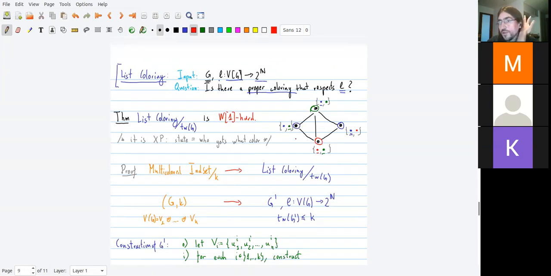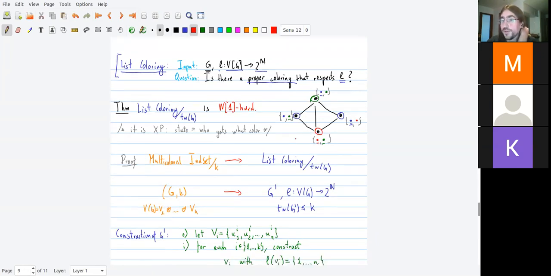Right, so this is a decision problem. Given a graph and a list assignment, is there a proper coloring? So now you can ask, what is the parameter? The parameter that we will be considering is the treewidth of the graph. You can easily see that this problem can be solved in running time roughly n to the power treewidth of G, by essentially doing dynamic programming where in a state you remember which vertex is colored with what color.